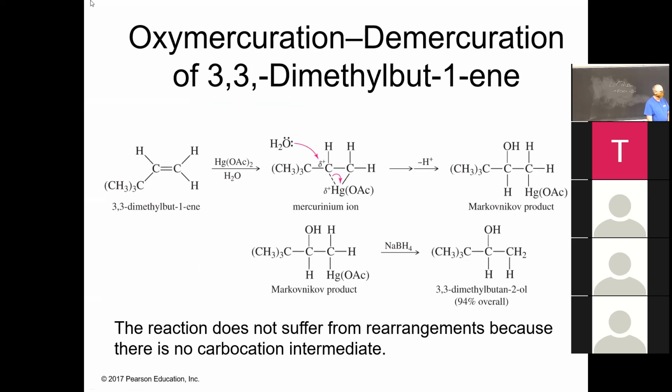Notice here water attacks the more substituted side, because the more substituted side is better able to stabilize this partial positive charge. We have addition of water, removal of a hydrogen, and we get this Markovnikov product. NaBH4 replaces the mercury with an H.